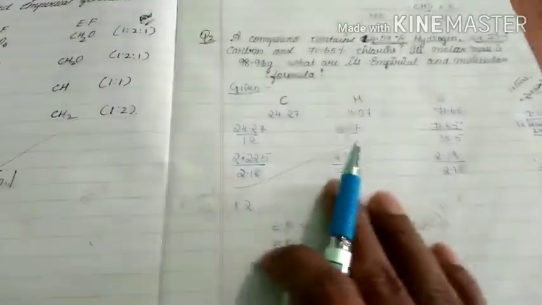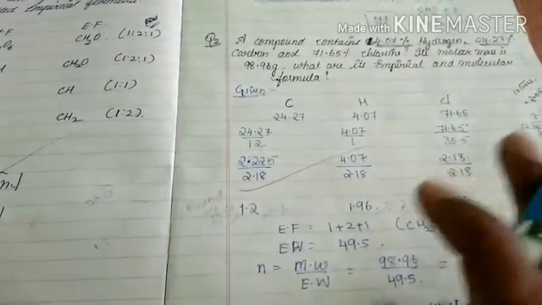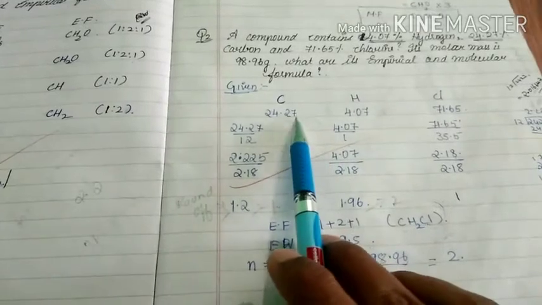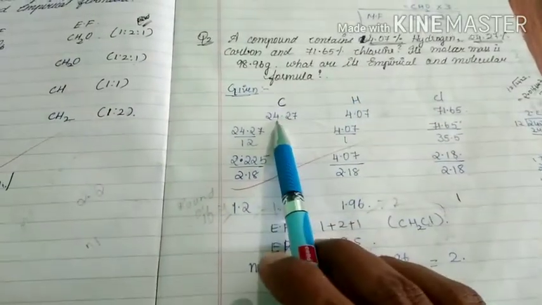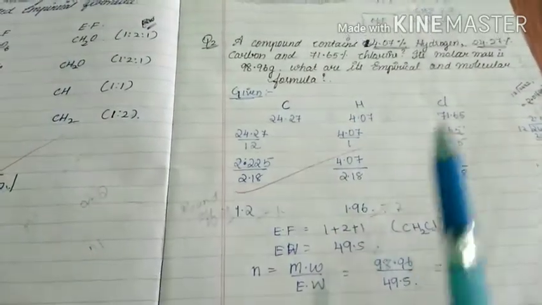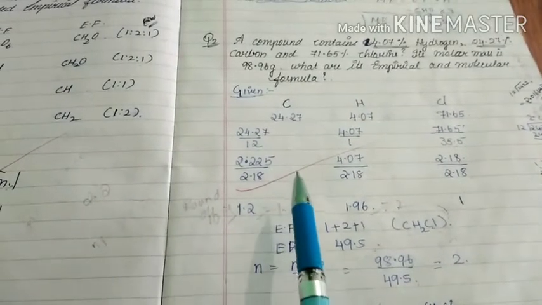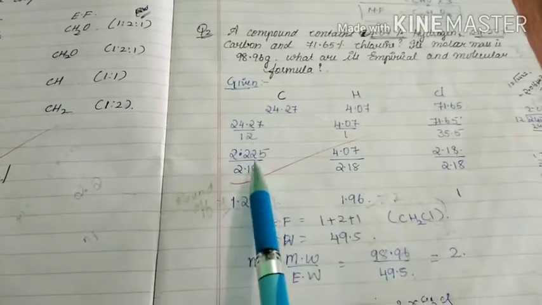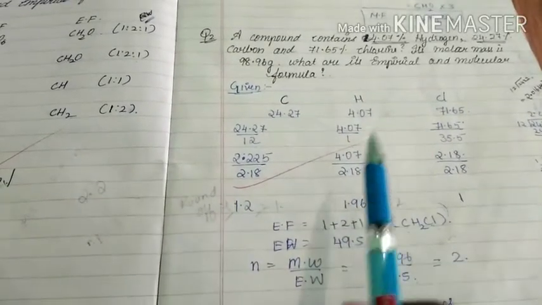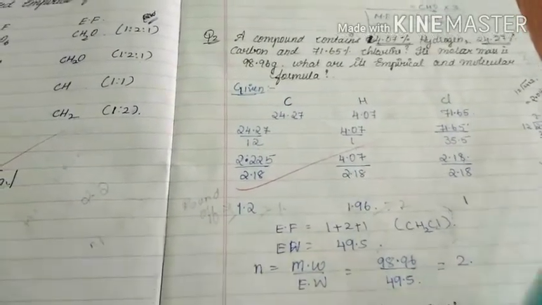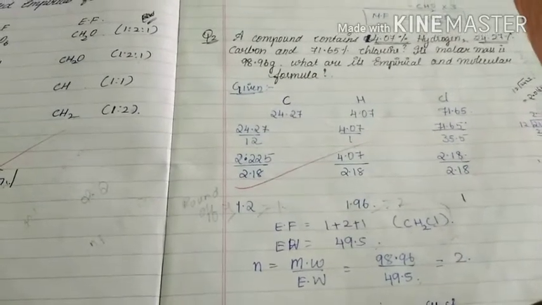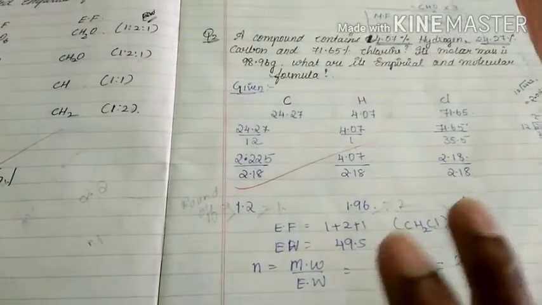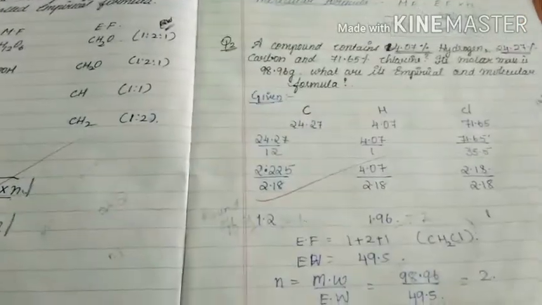So here two steps are there. First step is what? Their percentage should be divided by its atomic weight. That is the first step. Second step is what? When we get different values, all those values should be divided by the lowest value. That is the second step. Two steps are involved only in this model. Next one.